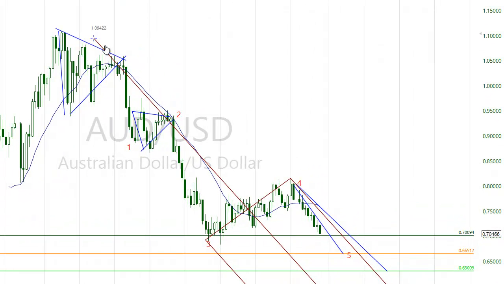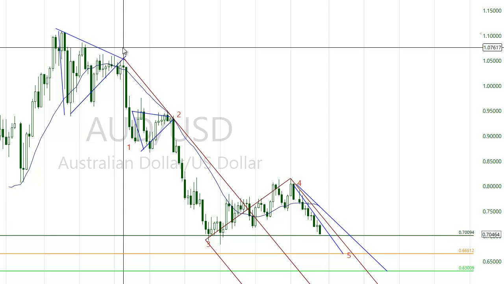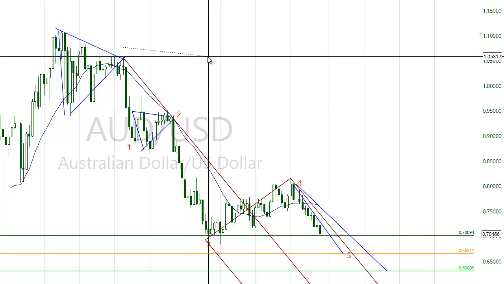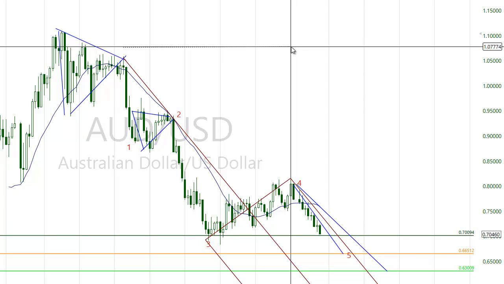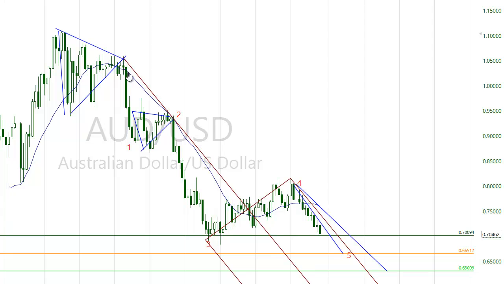That's it. So my first point is this one here, April 2013. Second point, September 2015. Third point for the pitchfork tool, January 2018. So with those three points, we draw our pitchfork tool.